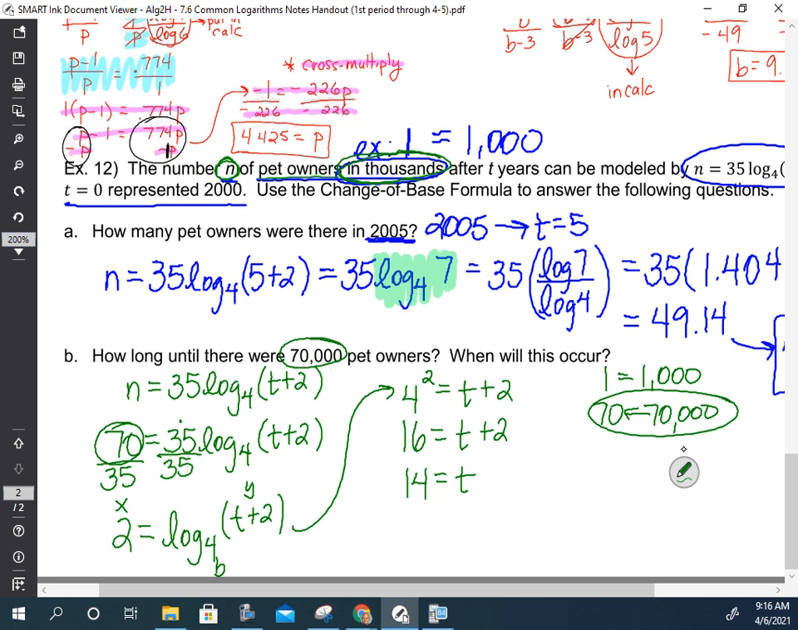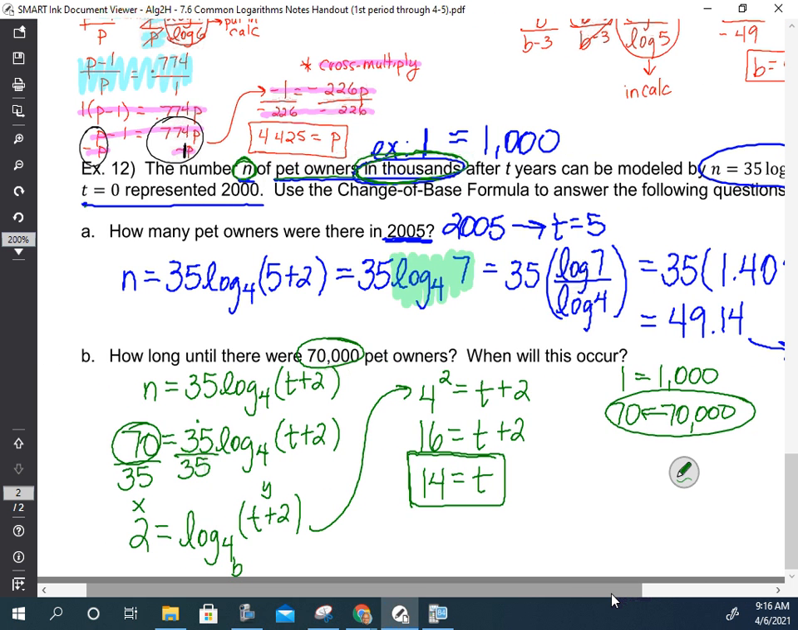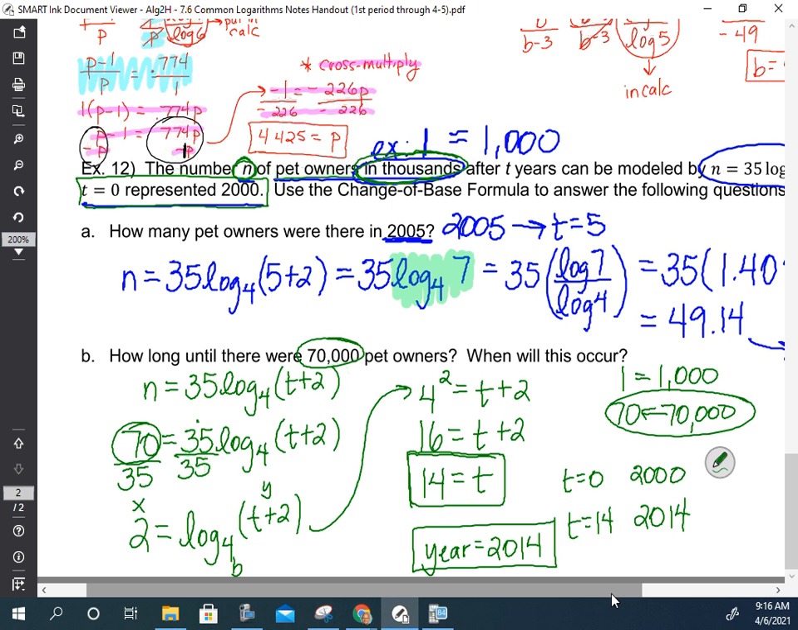All right? So to finish it off, you have t equals 14. That is not your final answer. They told you in the problem, t equals 0 represents the year 2000. So if t equals 0 means the year 2000, that means t equals 14 is the year 2014. So when will this occur? 2014.